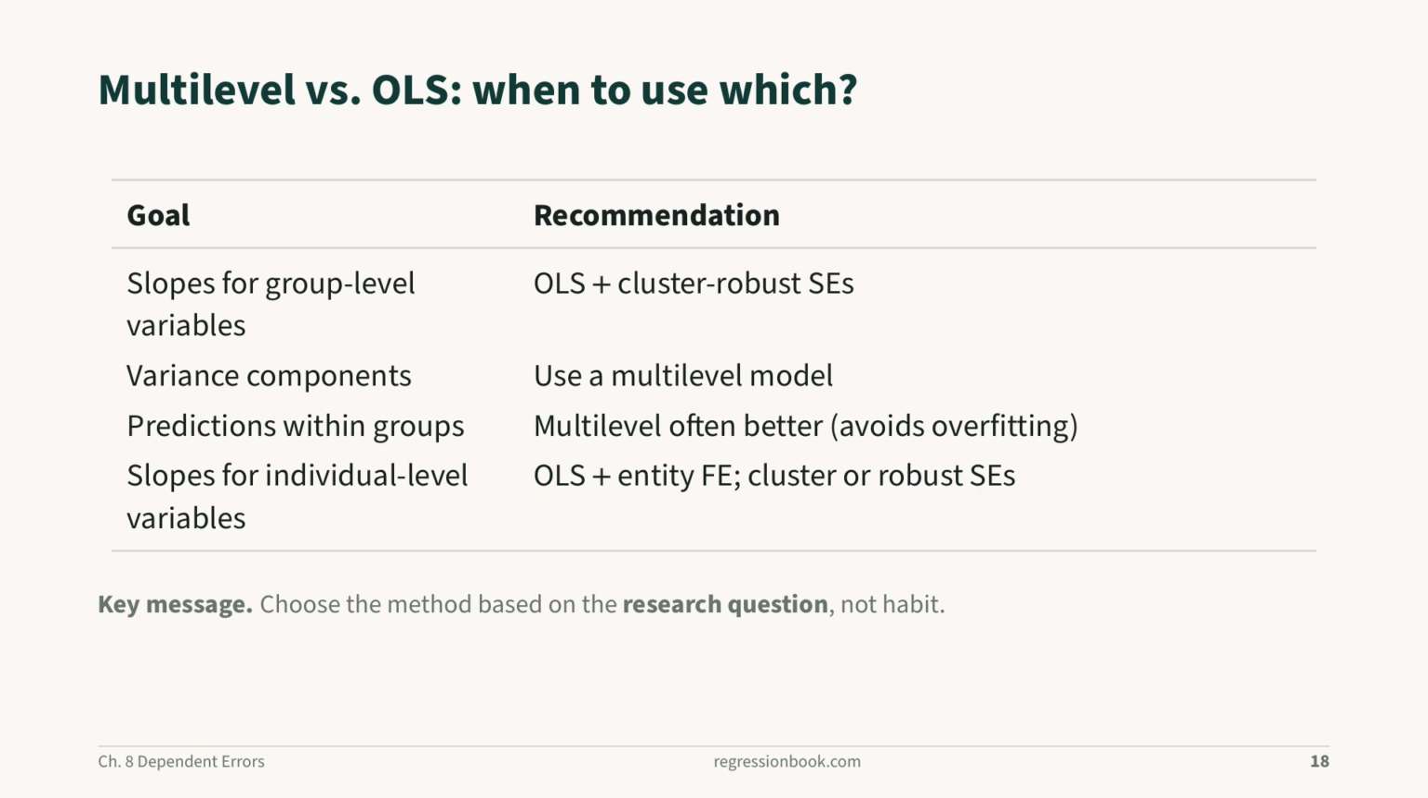The table's advice. For slopes on group-level variables, least squares with cluster-robust standard errors. For variance components, a multi-level model. For predictions within groups, multi-level often wins by avoiding overfitting. For slopes on individual level variables, least squares with entity fixed effects and robust or clustered standard errors. The key message: choose by the research question, not by habit.